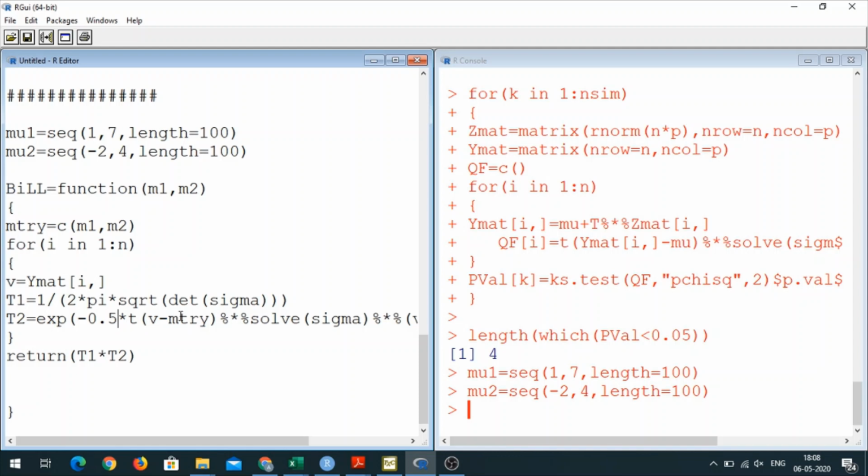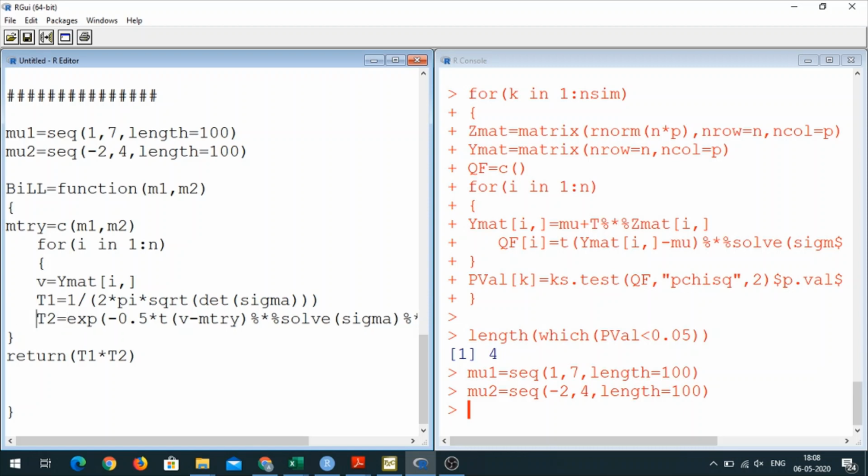So what I am doing is, for different values of mu I have to try, so I am calling that value m try. I'll compute this t1 into t2, but of course we have already seen that computing likelihood is generally risky because it's very small, so we go for log likelihood. So instead of this, I would say return log of t1 plus log of t2, and I won't return this, I have to store this because I have to try many possible values.